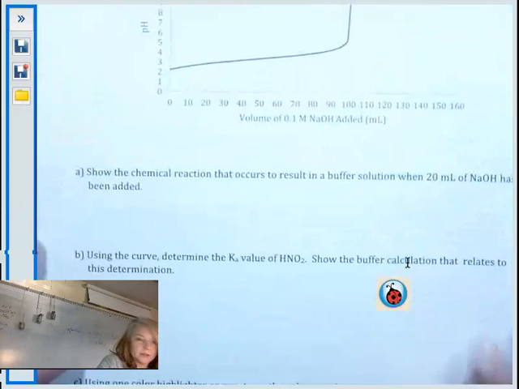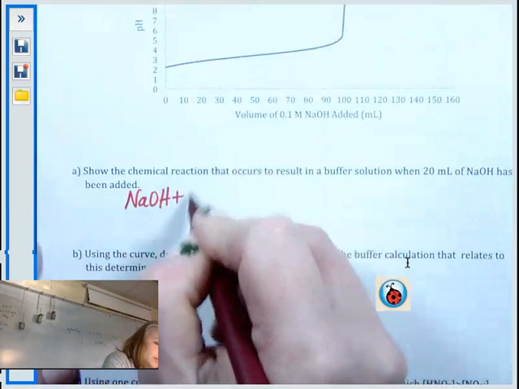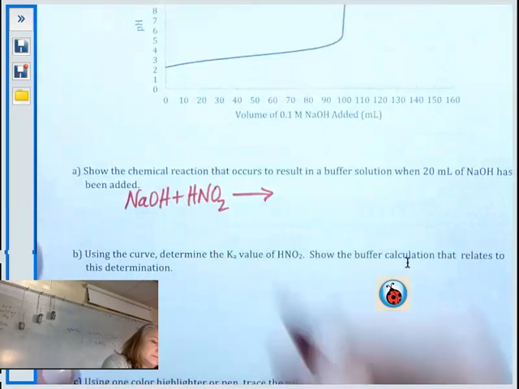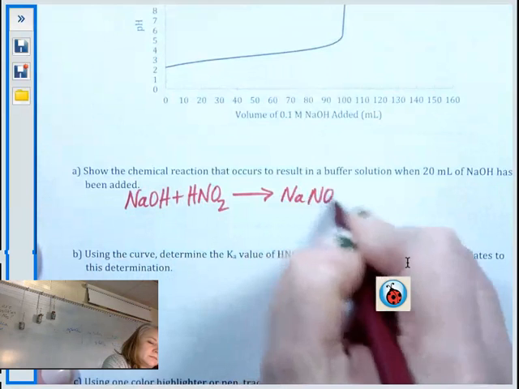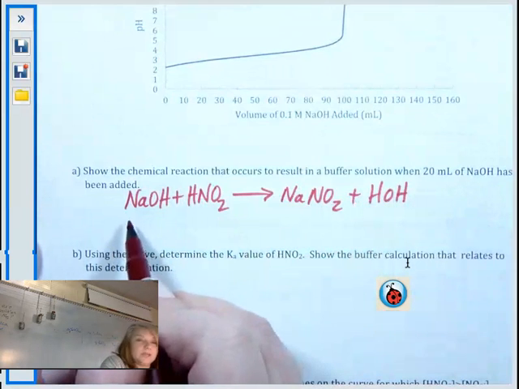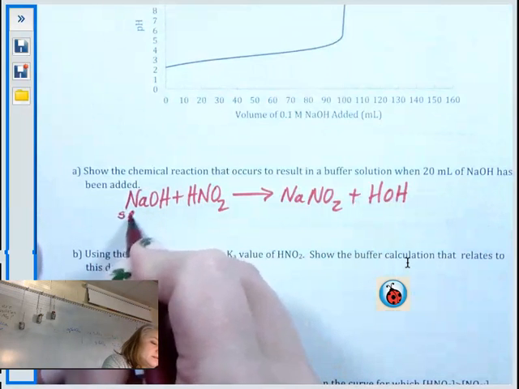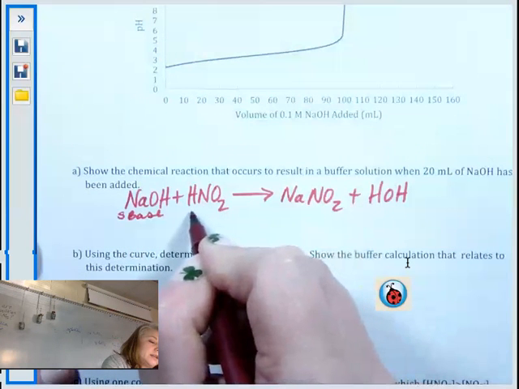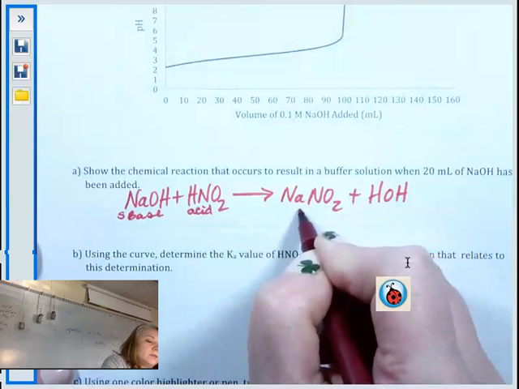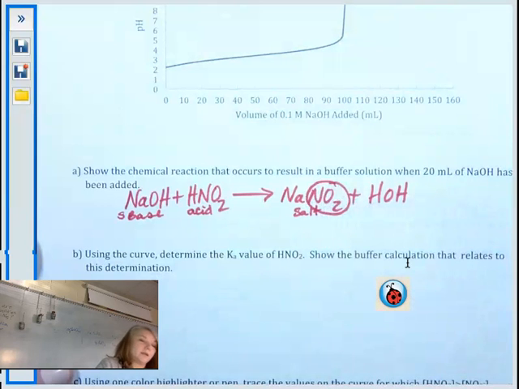Okay, so Alex says that she has NaOH plus HNO2. Alex, tell me the rest. Okay, so what is NaOH? That's your what? And is it the strong base? And HNO2 is the acid, and NaNO2 is your salt, which has your conjugate base in it. Very good. That's right. Good.